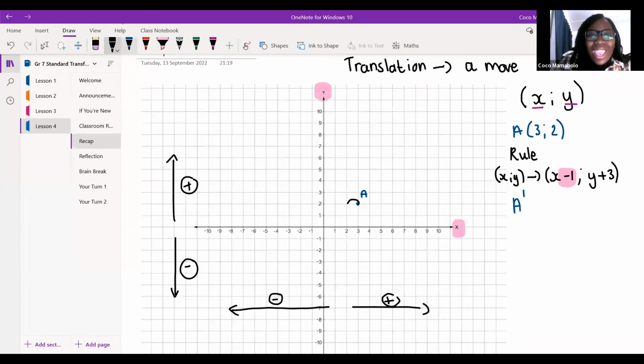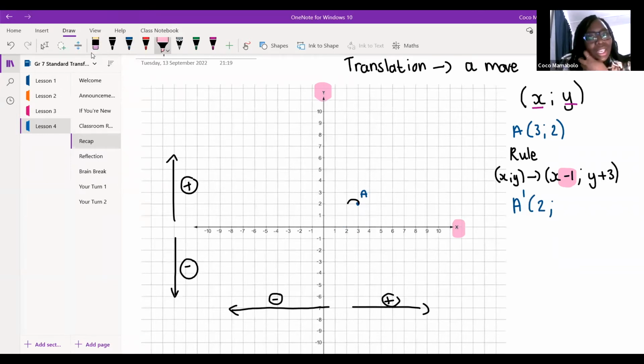What is my new X coordinate, guys? Have a look. What is my new X coordinate for A prime? What is it going to be? It's going to be 2, Bonolo. Good, it's going to be 2. But I'm not done. I still need to find my Y coordinate.